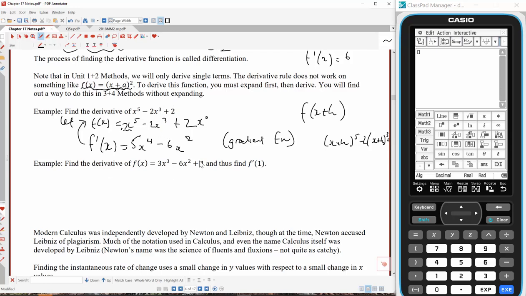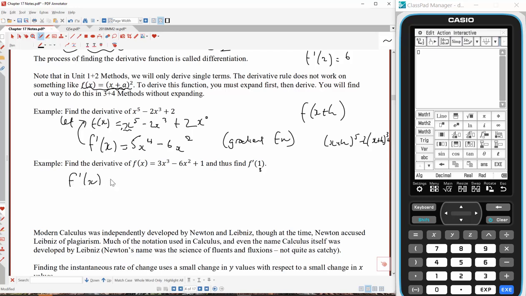All right, find the derivative of this and thus find f dash 1. So again, it's important to know what this is basically saying is, hey, you've got this function. Can you find me the derivative and then can you tell me the gradient of the tangent at x is equal to 1? That's in English what this is basically saying.